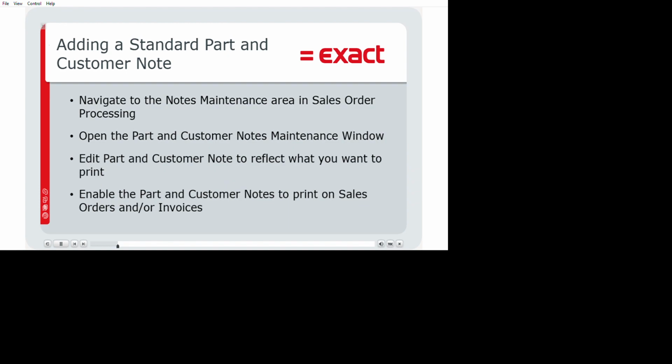Standard part and customer notes in Max can be enabled to print on any sales orders and invoices that are placed for the customers ordering a specific part that the note pertains to. Adding a note is easy. You simply need to navigate to the Notes Maintenance area from the Activity menu in Sales Order Processing. Then you'll choose the part and customer to enter the note for. You will enter the appropriate wording for the note and save it. Standard part and customer notes can be enabled or disabled to print on both the sales orders and the invoices.